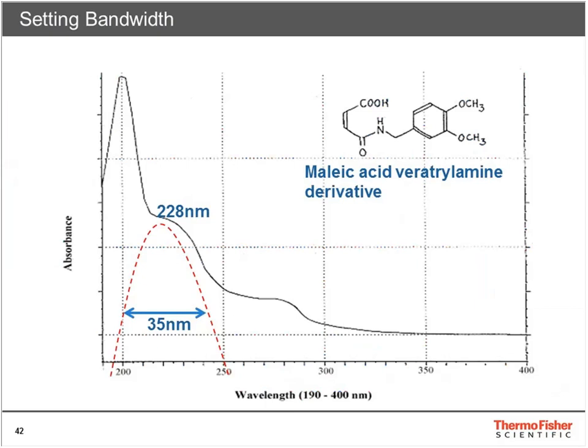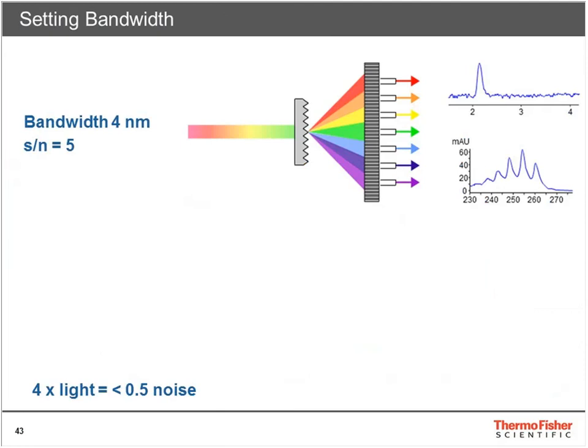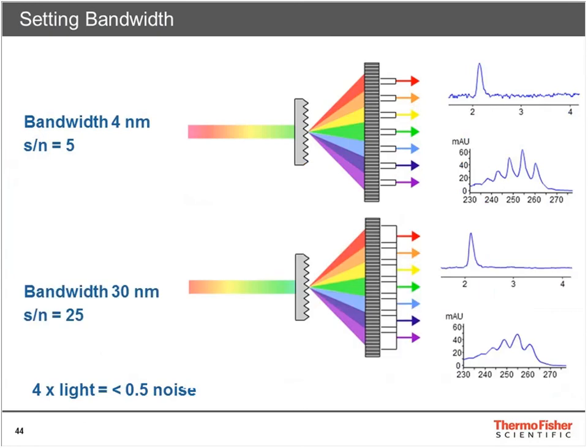This is another example of how to set the bandwidth with the help of a spectrum. As shown in these examples, with low bandwidth, you get more noise but better spectral resolution. When the bandwidth is increased, the spectral resolution decreases, but you get better signal-to-noise values. The relation between light and noise is that 4 times the light is half the noise. You need to figure out what is most important for you, as much spectral information as possible or the best signal-to-noise ratio. It's not possible to get both at the same time.